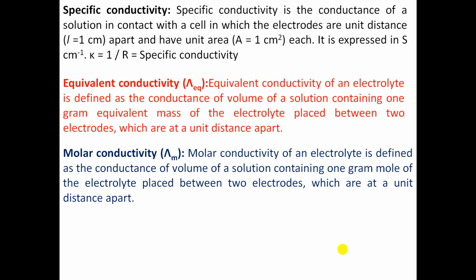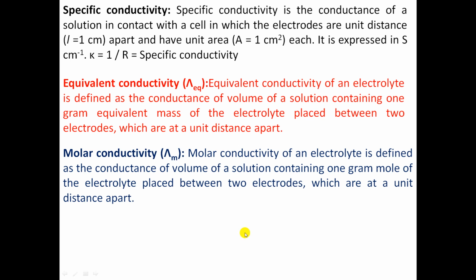Some terms we are now going to discuss, starting with specific conductivity. As we discussed earlier, specific conductivity is the conductance of the solution in contact with the cell in which two platinum electrodes are separated by unit distance and have area of cross section A. It is expressed in Siemens per centimeter, where kappa is equal to 1 by R, which is the specific conductivity.